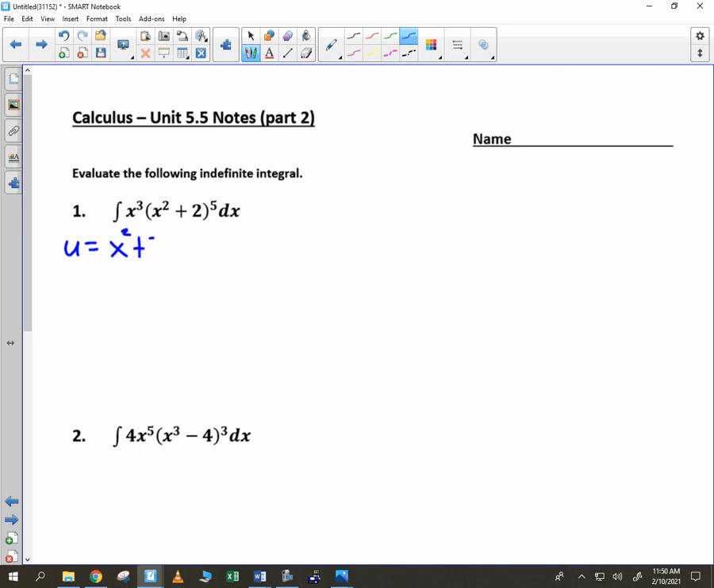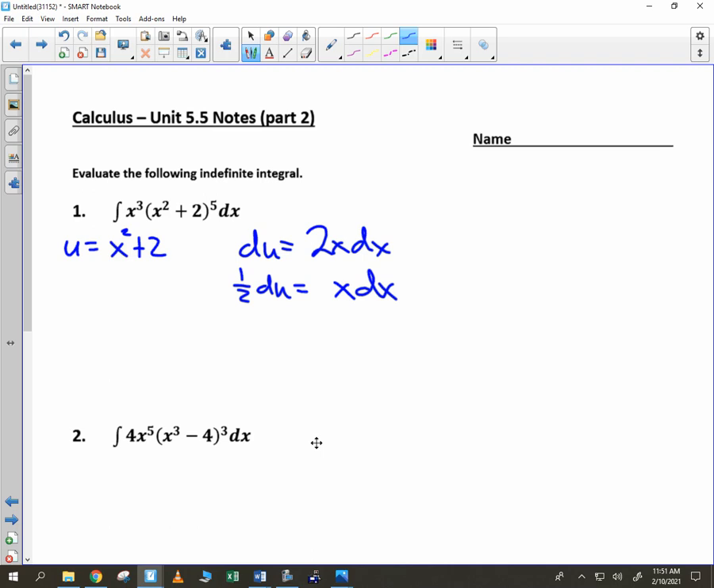x squared plus 2. Good. du is the derivative of this. What is the derivative of this? 2x. Notice what's left here. I don't have a 2x, do I? I could get rid of the 2, right? Let's divide by 2. I get 1/2 du is equal to x dx.